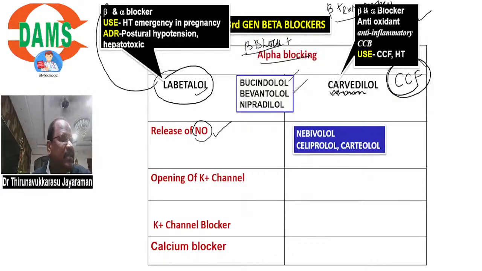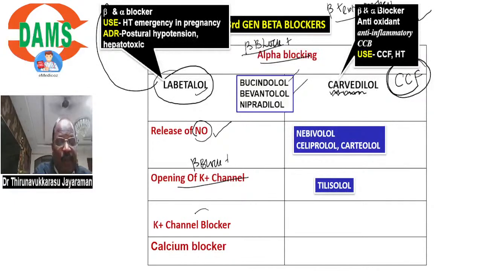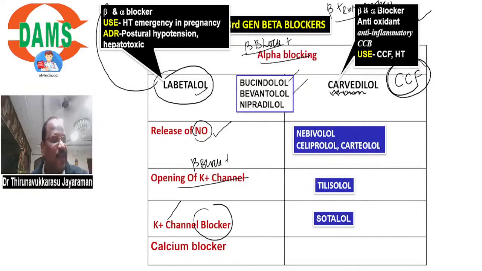Then, can you please answer, Urvashi Chaudhary or Dr. Wasim Ahmad? Can you name any beta blocker having the additional action of potassium channel opening? Beta blocker with potassium opening property is tilisolol. And the beta blocker having potassium blocking action is sotalol. This is again important. Potassium opening means tilisolol. Potassium blocker means sotalol.